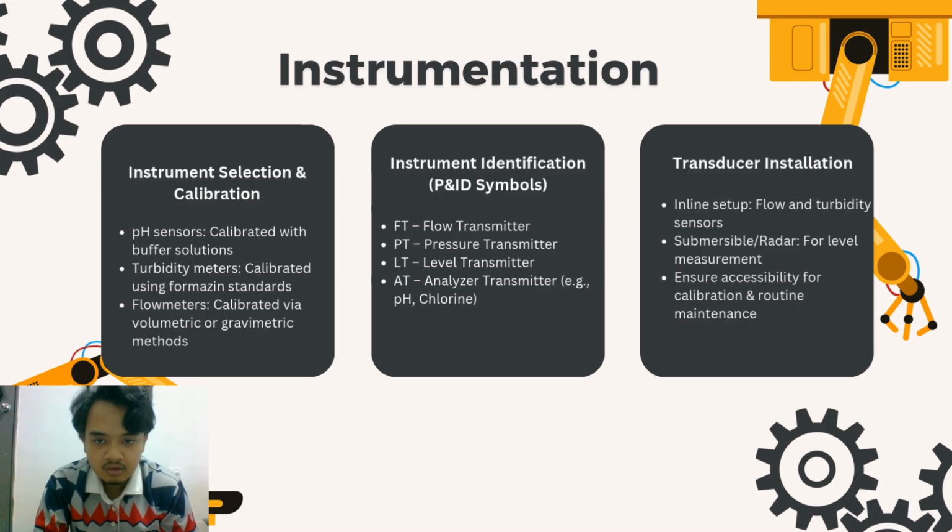So for the instrument selection, we have pH sensors, turbidity meters, and flow meters. The pH sensors are calibrated with buffer solution, and then turbidity meters are calibrated using Formazin standards, and the last one, flow meters, are calibrated via volumetric or gravimetric methods. And then for the P&ID symbols, we have FT, flow transmitter, PT is pressure transmitter, LT level transmitter, and AT analyzer transmitter.